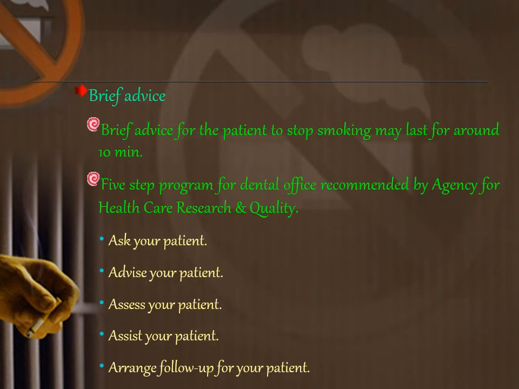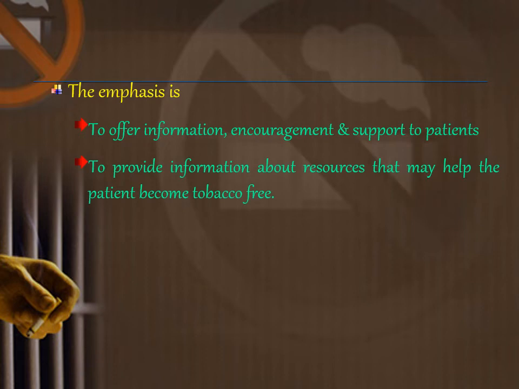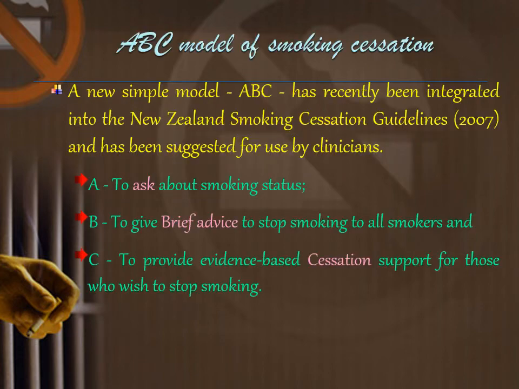Brief advice. Brief advice for the patient to stop smoking may last for around 10 minutes. A 5-step program for the dental office recommended by the Agency for Healthcare Research and Quality is: ask your patient, advise your patient, assess your patient, assist, and arrange follow-up of your patient. The emphasis is to offer information, encouragement, and support to the patient, and to provide information about resources that may help the patient to become tobacco free.